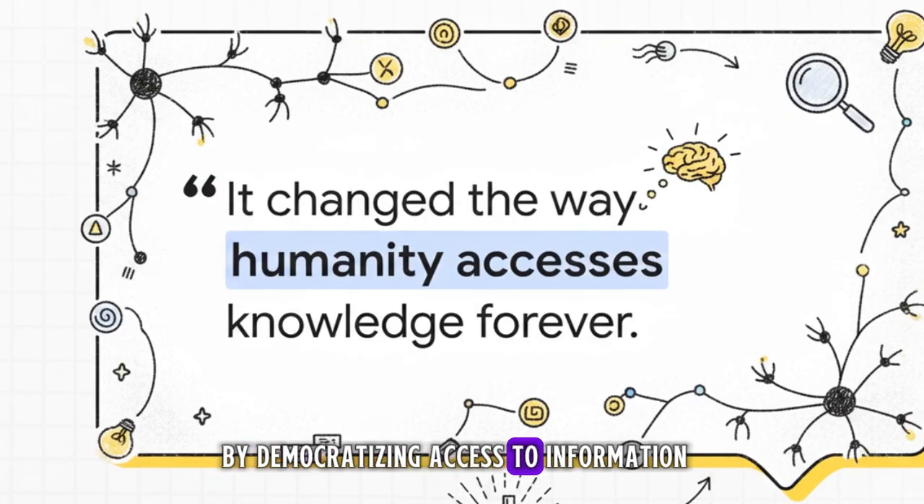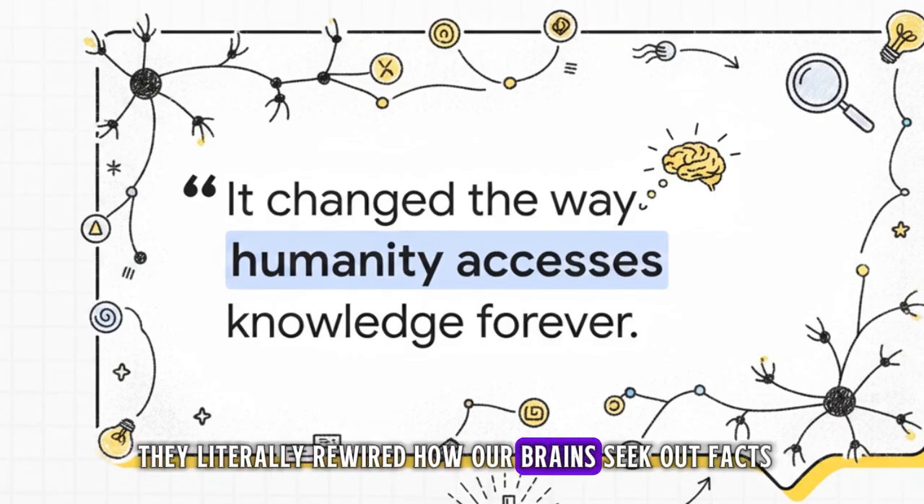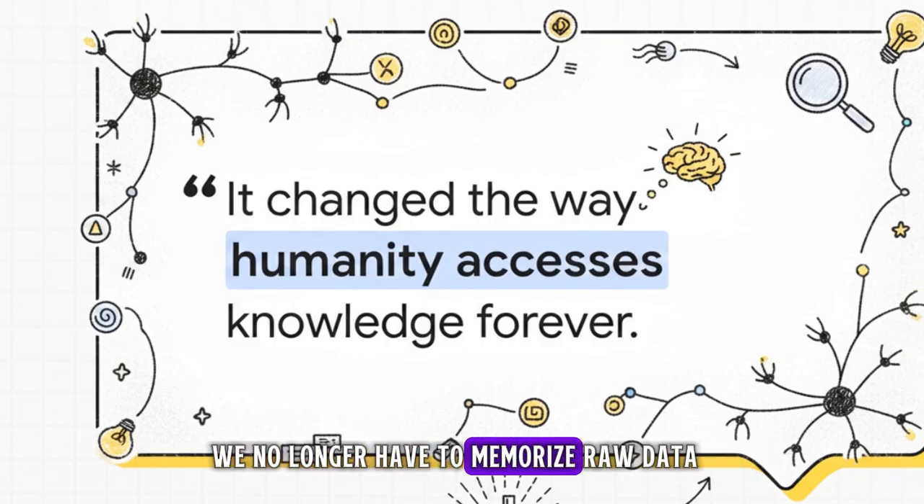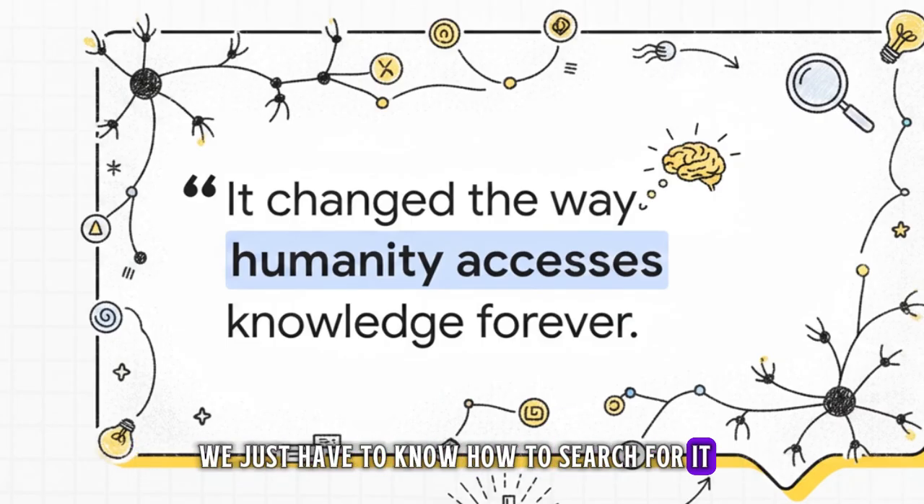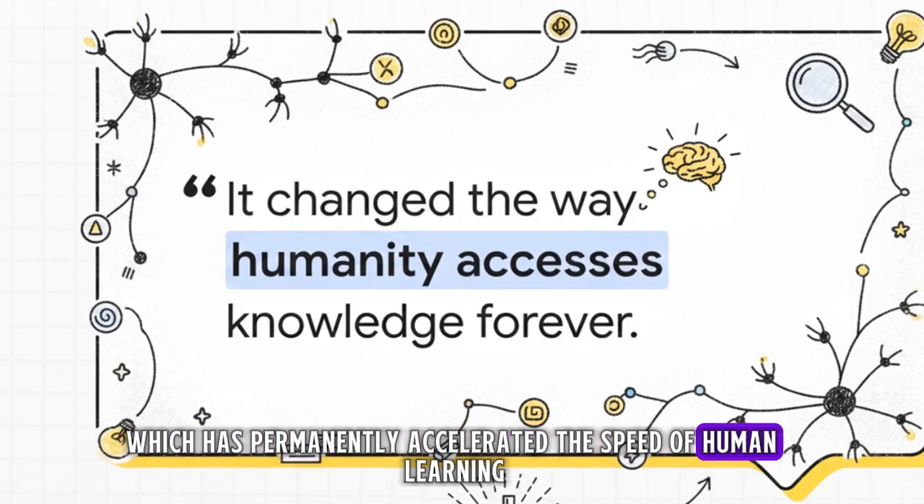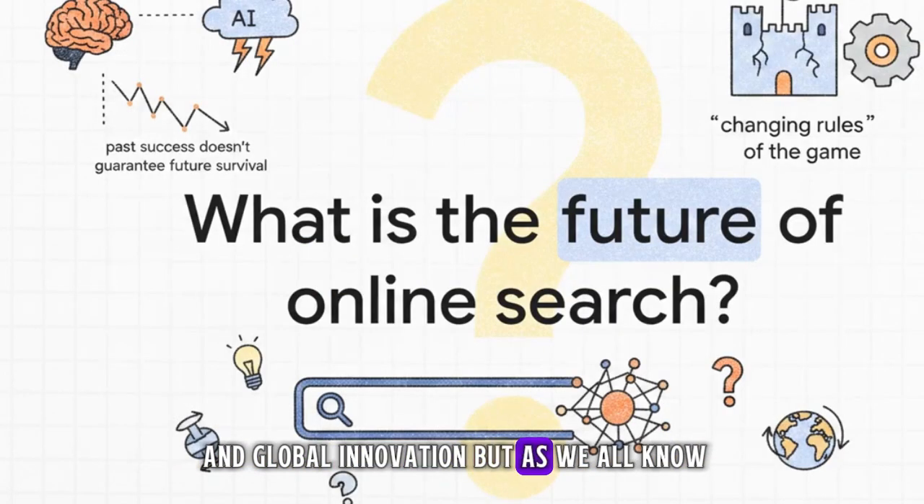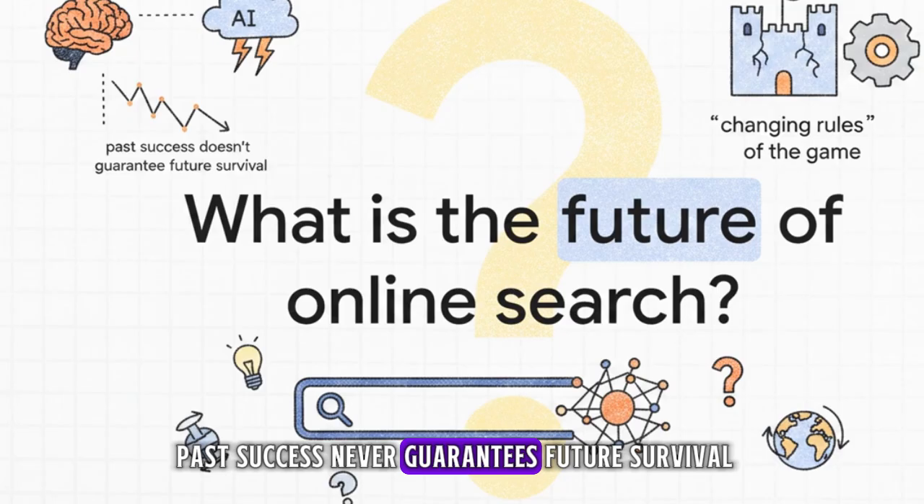By democratizing access to information, they literally rewired how our brains seek out facts. We no longer have to memorize raw data, we just have to know how to search for it, which has permanently accelerated the speed of human learning and global innovation. But as we all know, past success never guarantees future survival.